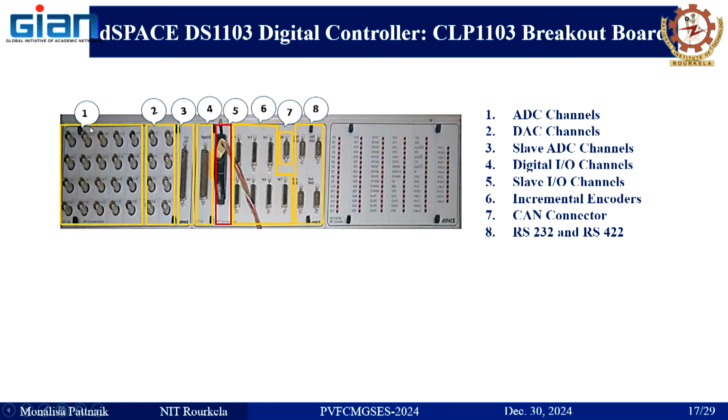The first marked number is the ADC channels, and the second box contains the DAC channels. The next two connectors are the slave ADC channels and the digital I/O channels. The fifth one is the slave I/O channel, and the seventh is the CAN connector, and so on.